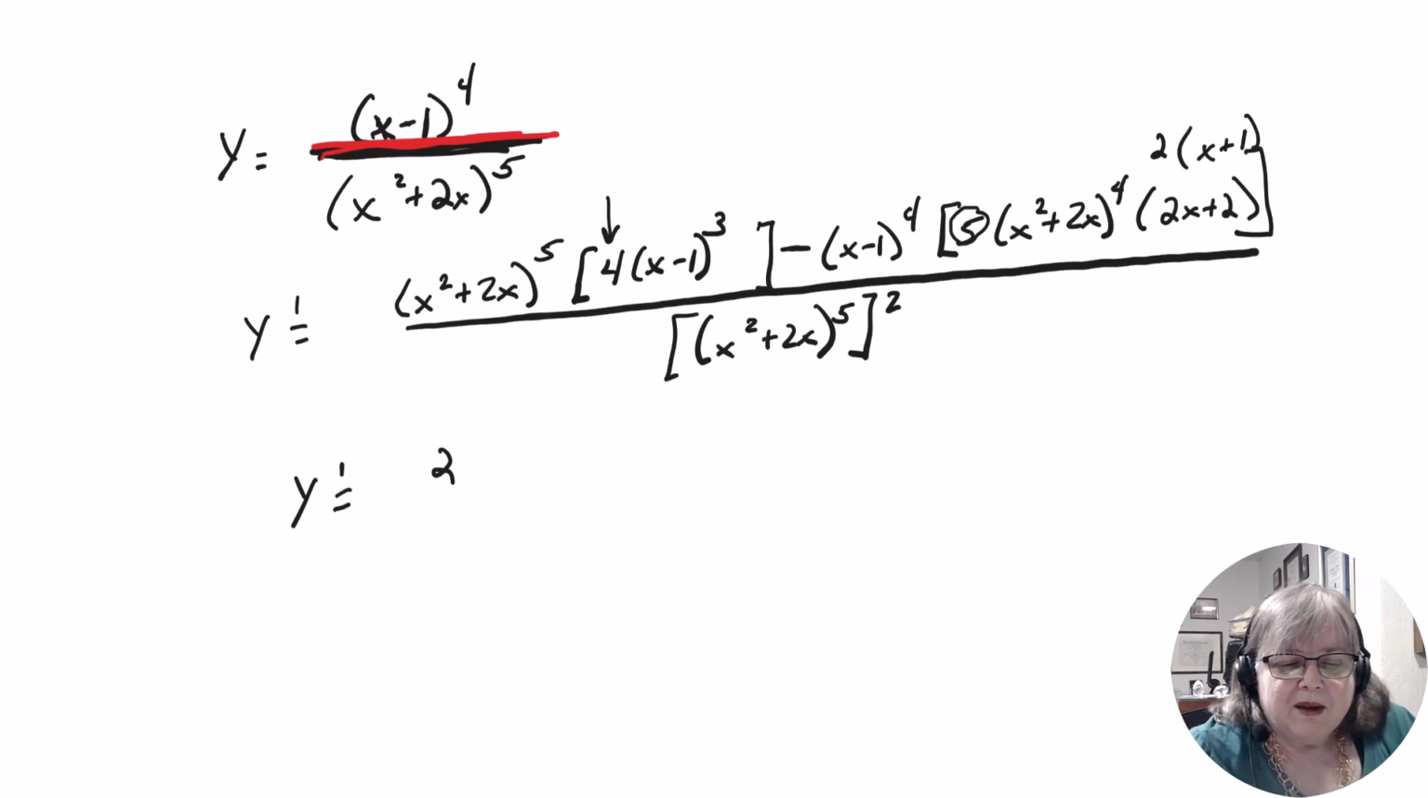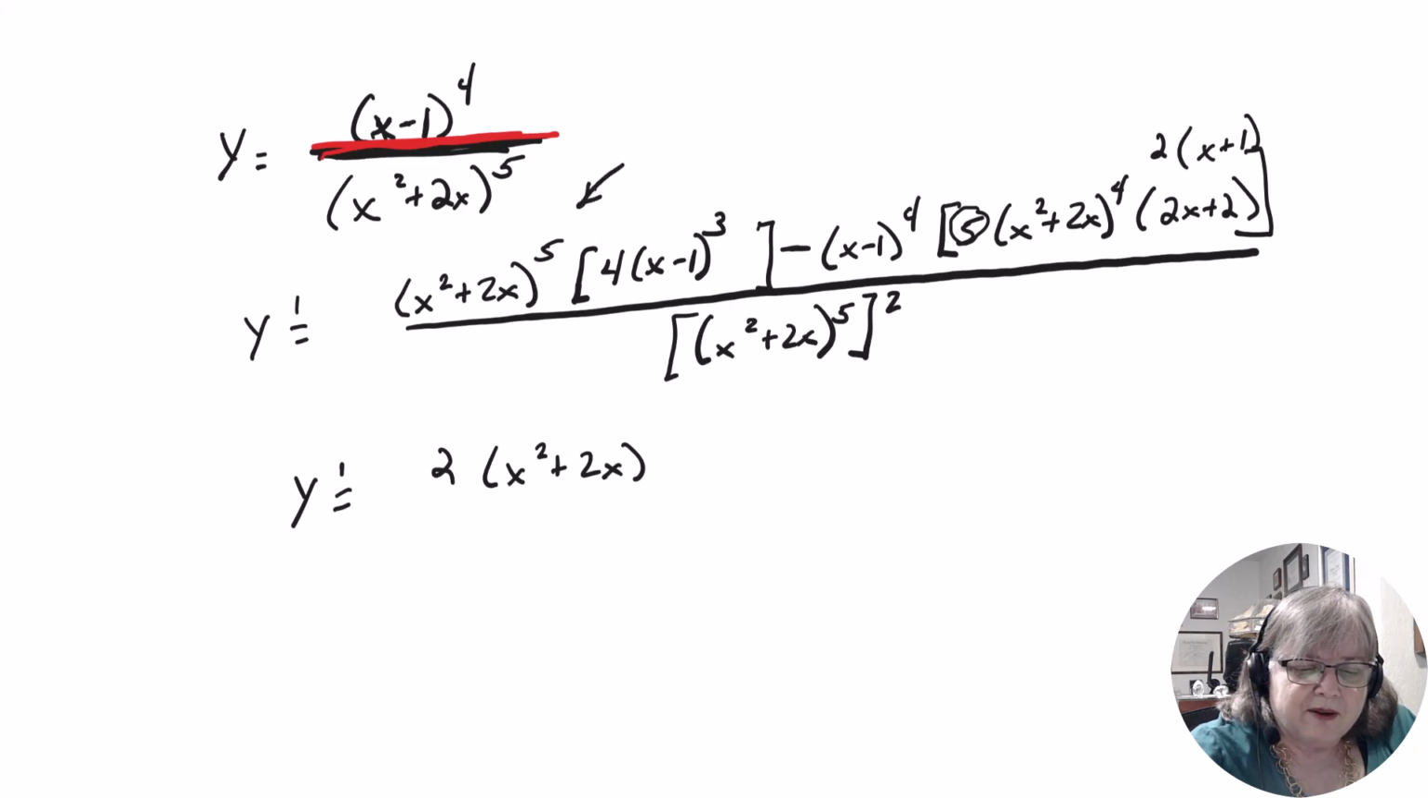Okay. Now, there's an x squared plus 2x in both terms, so I'm going to factor out an x squared plus 2x. And from the first term, I have a 5. And from the second term, I have a 4. So which one's smaller? The 4. So we're going to factor out the 4th power. Now, this 4 I already took care of. I factored out that 2.